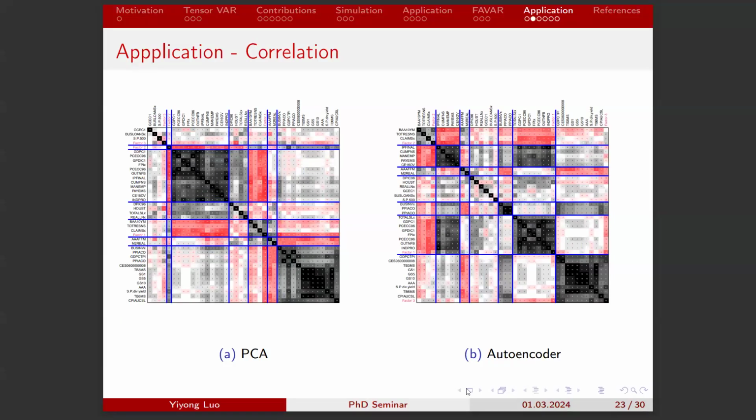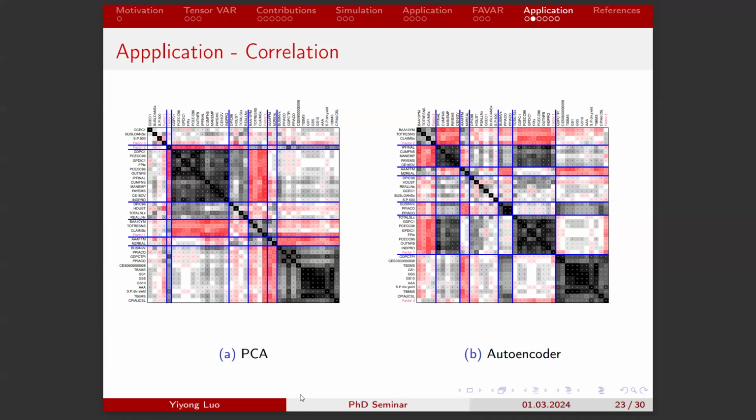Firstly, after training our model, we can compare the correlation between factors and some selection of our variables. Two things are worth noticing. The first one is in this factor 2. You can see it is grouped by itself. Compared to the autoencoder, each factor is grouped with some different variables.